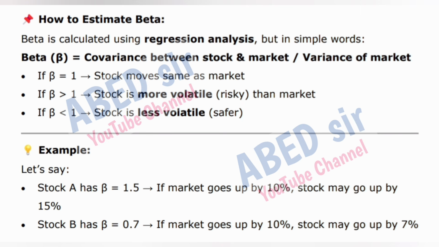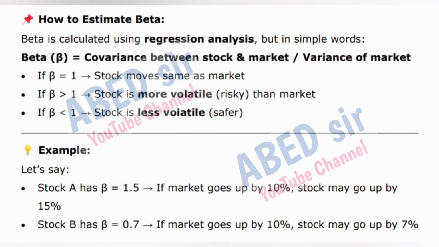How to estimate beta? Beta is calculated using regression analysis, but in simple words, beta is equal to covariance between stock and market divided by variance of market. If beta is equal to 1, stock moves same as market. If beta is greater than 1, stock is more volatile, risky, than market. If beta is less than 1, stock is less volatile, safer.